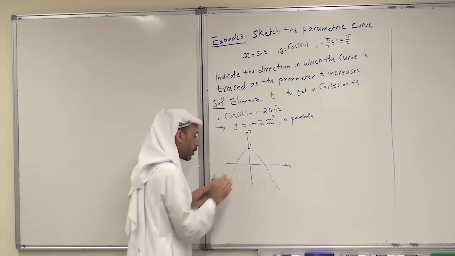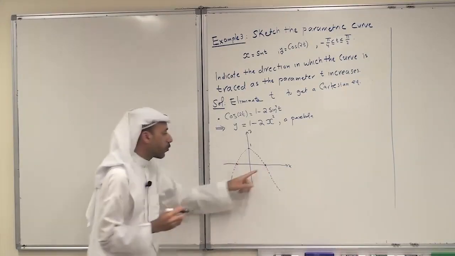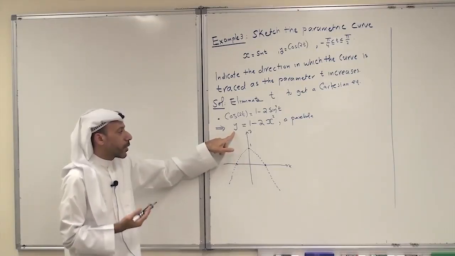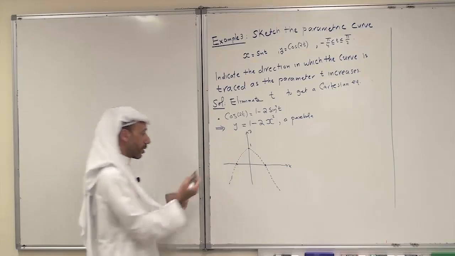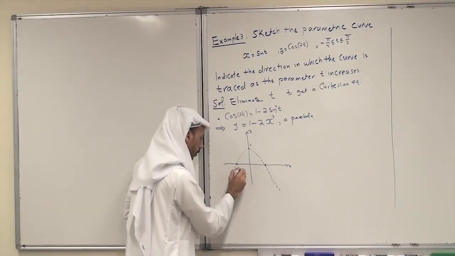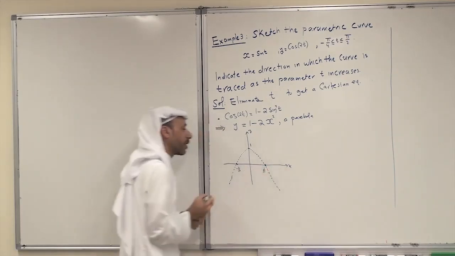Well, what are these points? These points here are the x-intercepts. To find these 2 points, I set y equal to 0. You get x squared equals 1 over 2. And then x will be minus 1 over root 2, and 1 over root 2. So these are the x-intercepts.